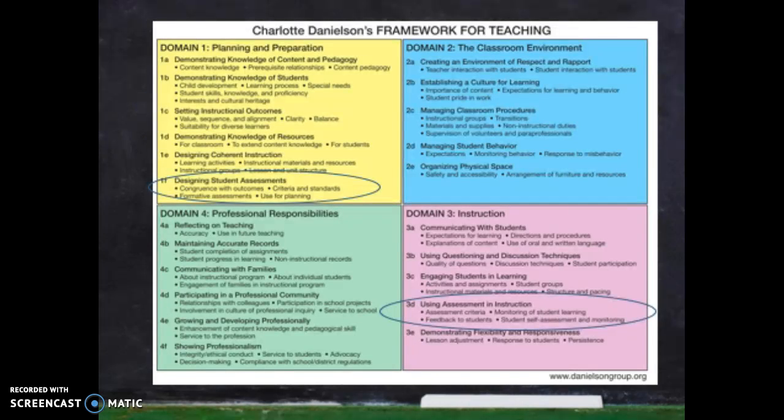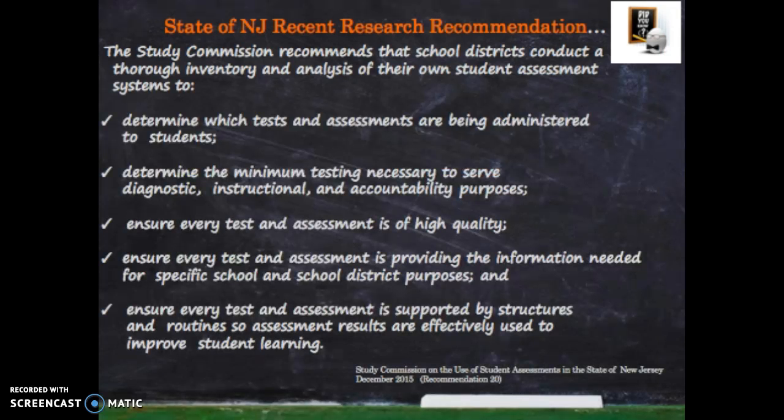There is a purpose to analyzing our assessments. 1F and 3D of Danielson's framework addresses the importance of authentic assessment. This is to improve not only our teaching, but also our students' learning. It was recommended by the state of New Jersey that we look at our assessments to determine how effective they are and if they are improving student learning. It was recommended that we determine which tests and assessments are being administered to students. We should determine the minimum testing necessary to serve as diagnostic, instructional, and accountability purposes.